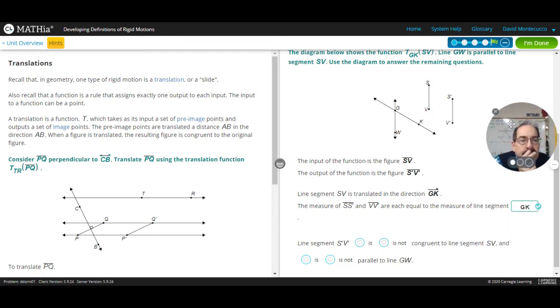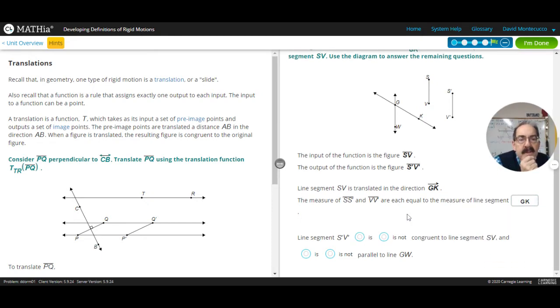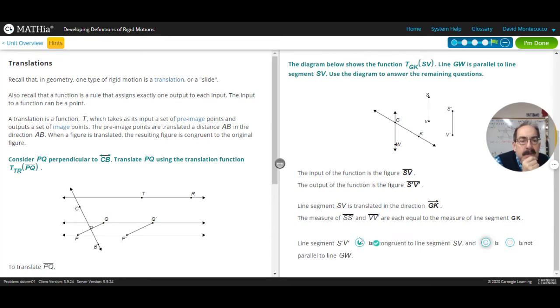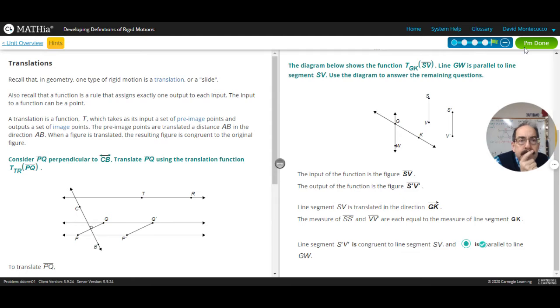Heads in the way, Monty. Yep. The line segment S prime V prime is congruent and is parallel. Wow. Wow, wow.